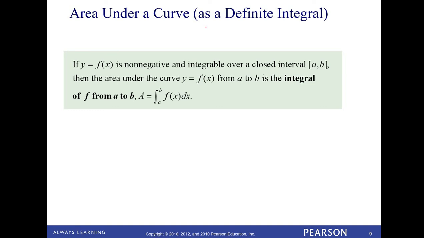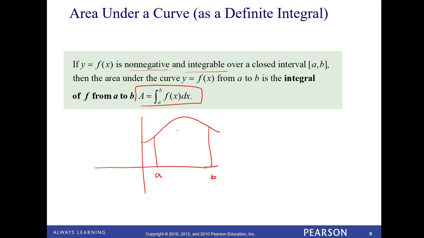So the area under the curve is our definite integral. All that notation means is we're finding the area under the curve. If y equals f of x is non-negative and integrable, which means it's continuous, over the interval a b, then the area under the curve of y equals f of x from a to b is the integral of f from a to b. All this is saying is what we said over and over. If I have a function y equals f of x from a to b, then the integral equals the area.